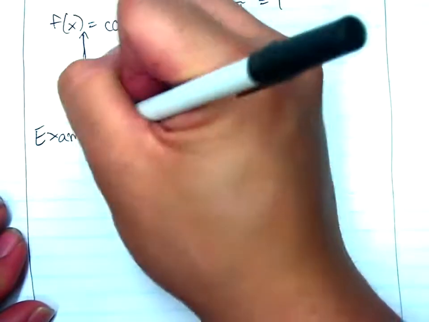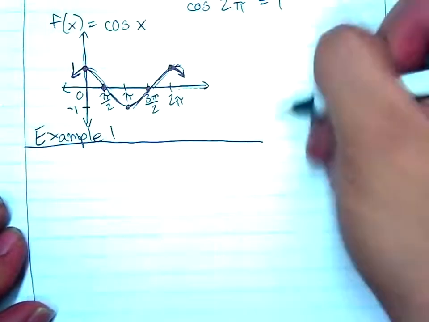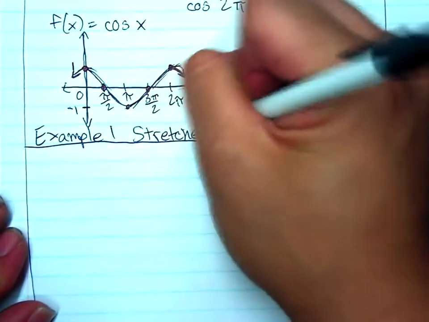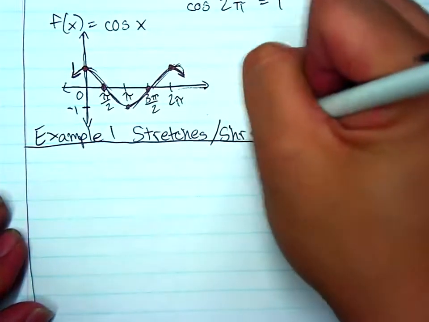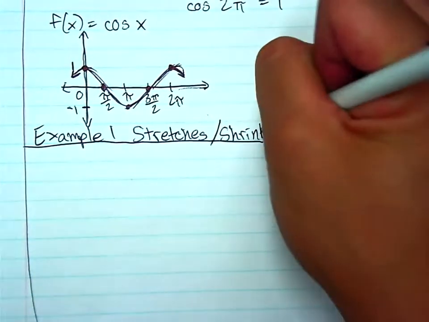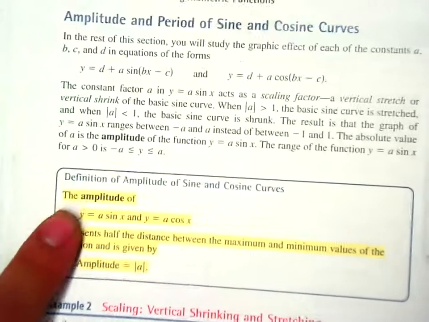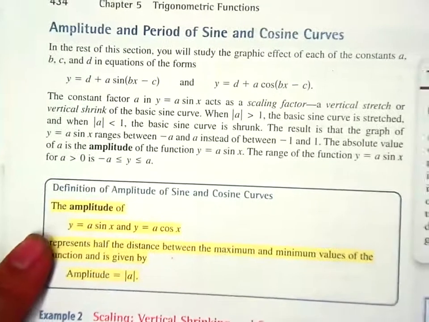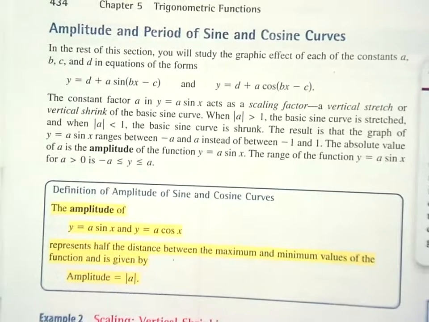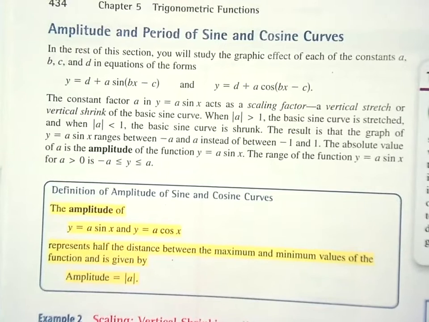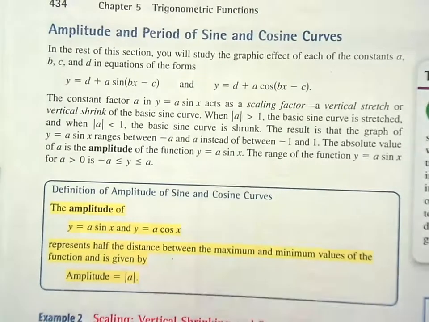Example 1, where we're going to be looking at amplification. So we're going to be looking at stretches or shrinks. And before we even do that, you are going to copy another thing for me. Go ahead, look right here, and copy down the definition of amplitude of sine and cosine curves. So amplitude is basically the number that we're going to multiply the sine and cosine curves by, basically stretching them or shrinking them by some number.